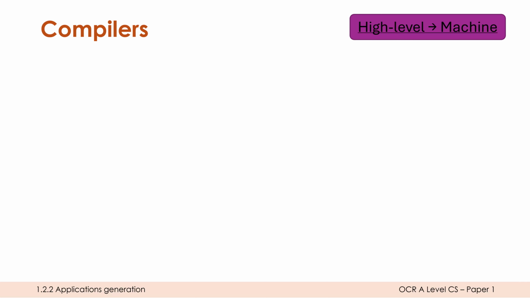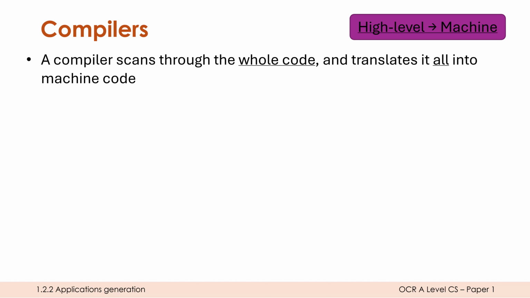Some programming languages give you the choice between using an interpreter and a compiler, but most languages are either interpreted or compiled. Python is interpreted. A language like Java or C++ is compiled. The way a compiler works is different. A compiler doesn't work one line at a time. A compiler will scan through the entirety of your code and then translate it all into machine code.